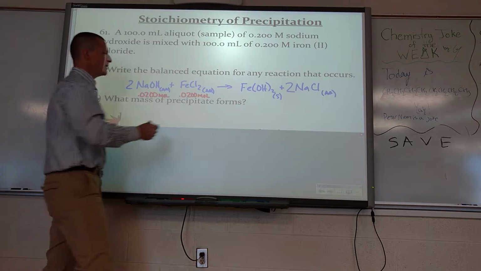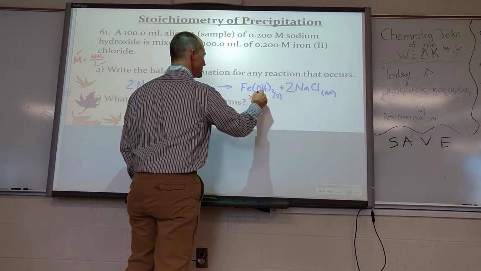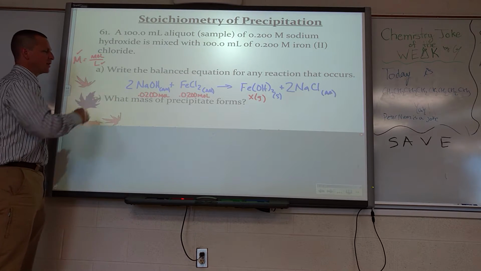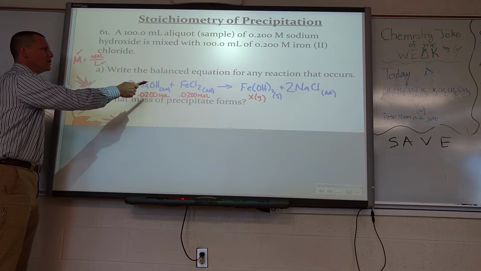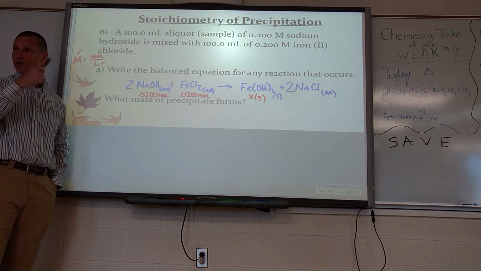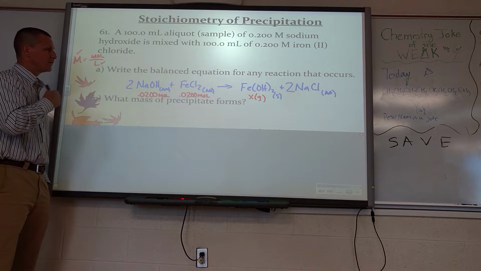And the question is, what mass of this forms? Well, that's not bad. It's pretty easy, especially when we're even starting with moles. Now, I'm given the moles of both reactants. Figure out the limiting reagent before you do anything for the product.